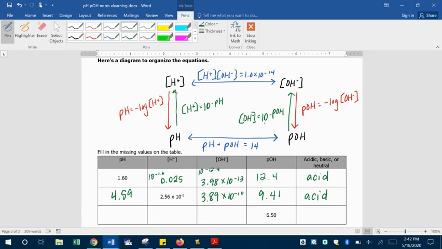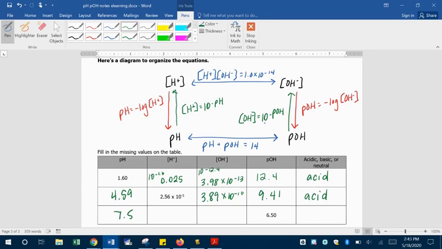All right, our last one. So we've got a pOH. So to me, the easiest thing to do first is to go to the pH. And I'm going to do that by doing 14 minus 6.5. And I get 7.5. And then to find my hydrogen ion concentration, I'm going to do 10 to the negative pH. And I get something in scientific notation.